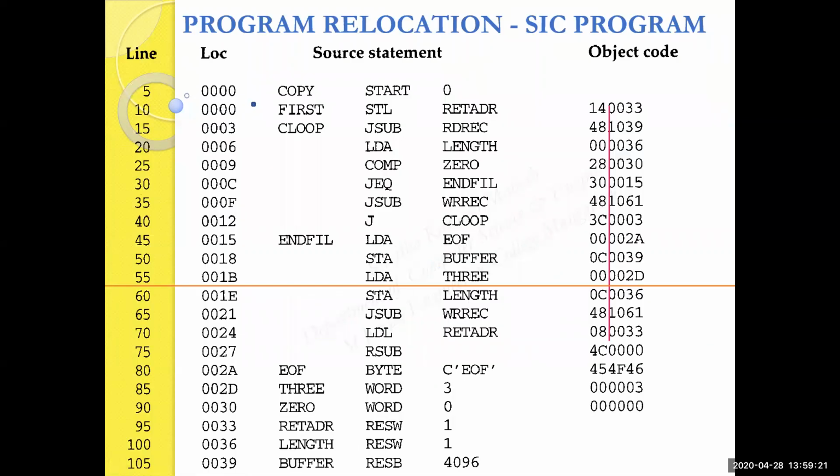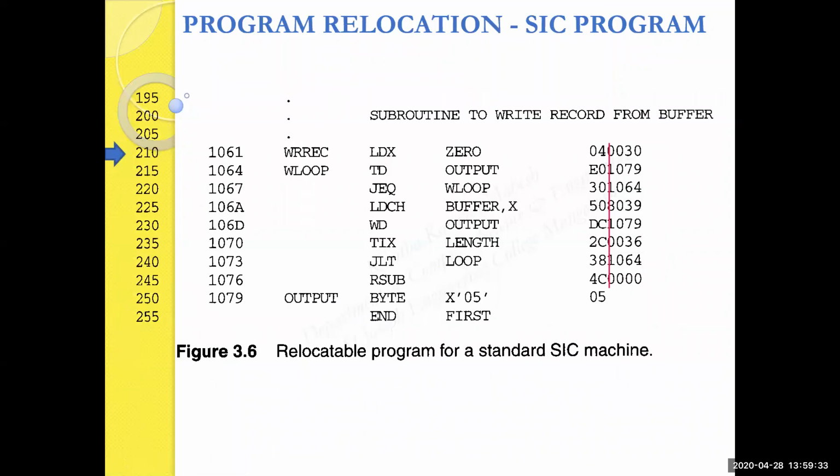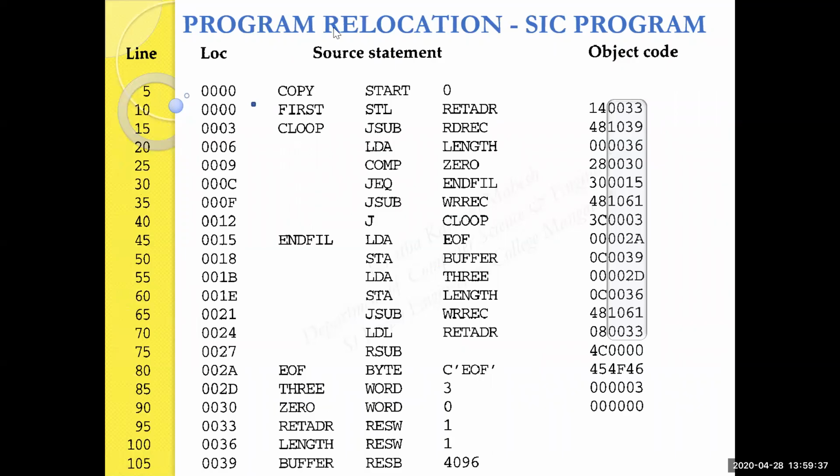To understand this, we will consider this. We will answer the question that was posed here later. So consider this SIC program. The program is named COPY. It uses two subroutines, RDREC and WRREC. And the program has a relative address 0.